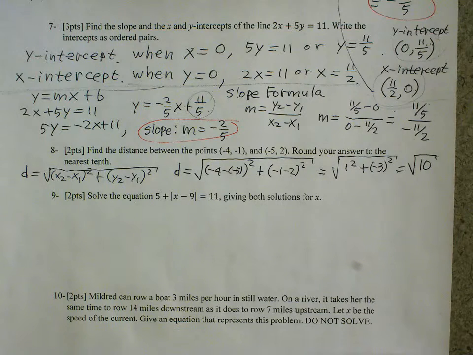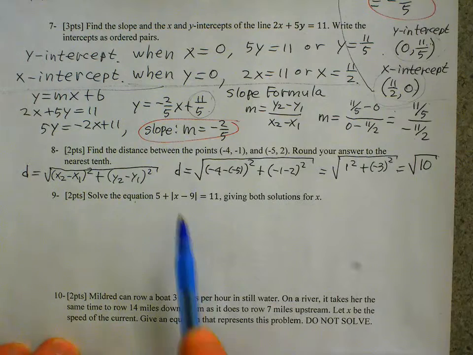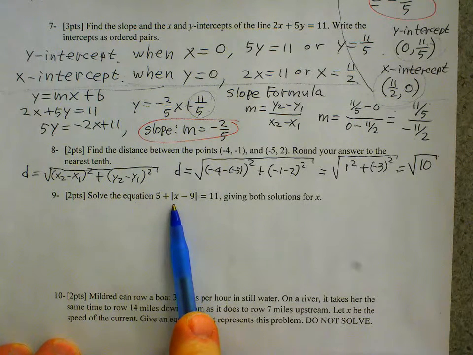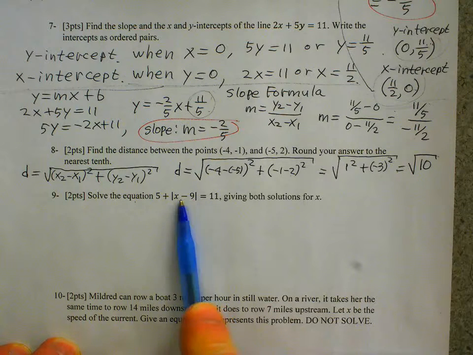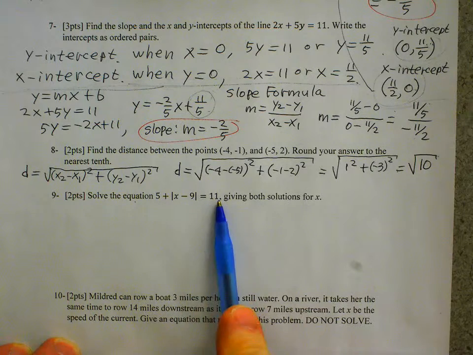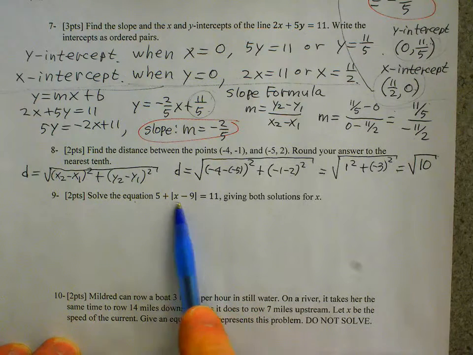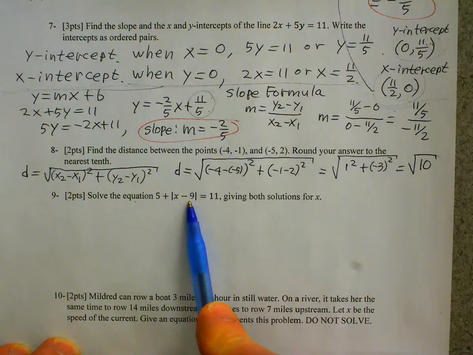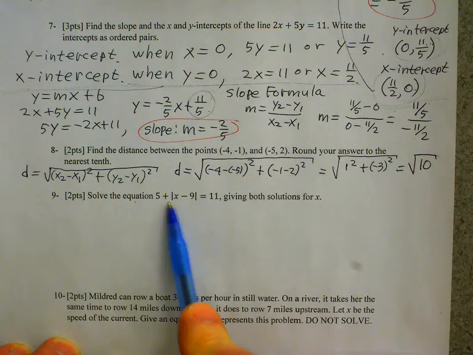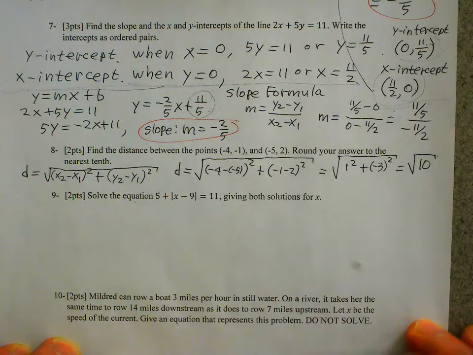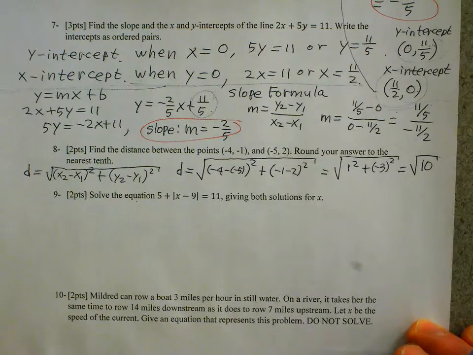There's an answer, 15 and 3. Well, we can check those. If x is 15, 15 minus 9 is 6. The absolute value of 6 is 6. 5 plus 6 is 11. Yeah, so 15 works. Now check 3. 3 minus 9 is -6, but the absolute value of -6 is 6. 5 plus 6 is 11. That's also true. Yeah, so 15 and 3 are the solutions.